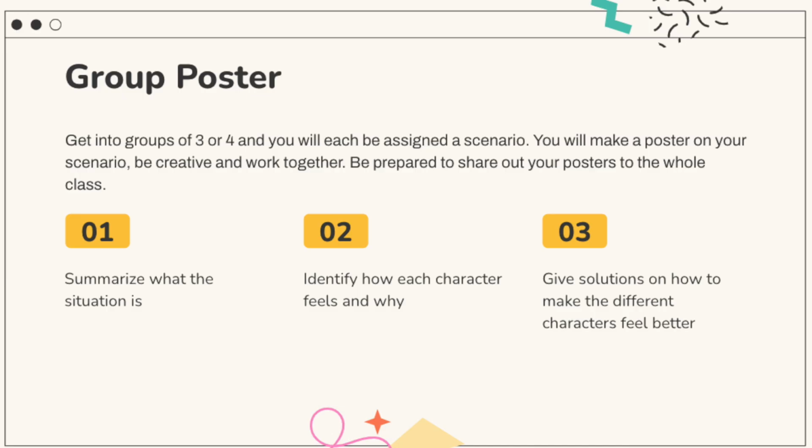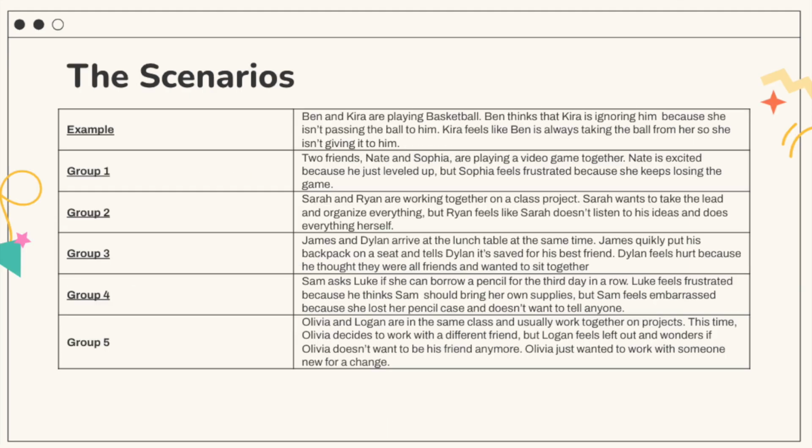All right, so now we're going to do a little group poster together. So you guys are going to get into groups of 3 or 4. You each will be assigned a situation and you have to summarize what happened, identify how each character feels and why, and then figure out a way to improve this situation. Be prepared to share out your answers and be creative and draw as many pictures as you'd like. All right, so for these scenarios, I'm going to do an example first.